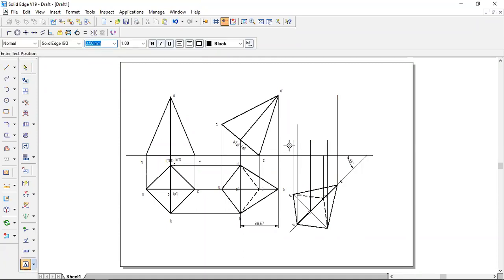After naming, you need to join. So this is going to be D dash, and this is going to be A dash, and this is going to be C dash, and this is going to be your B dash, and this is going to be O dash, and this is going to be O1 dash. Here is the O1 dash. So once you name this one, then you need to join.